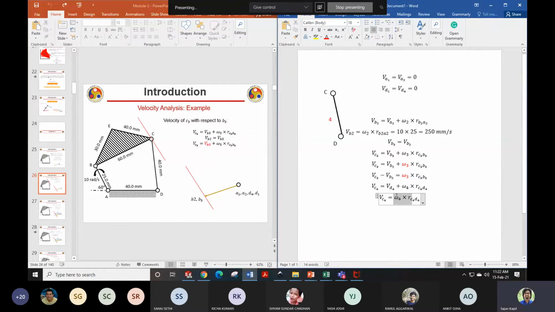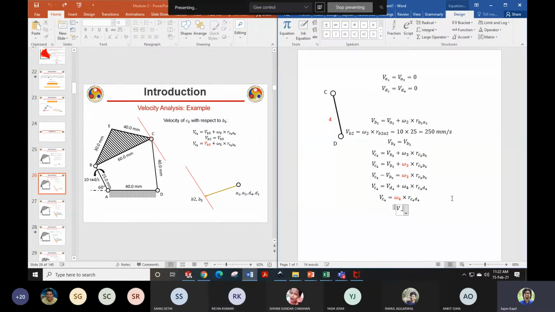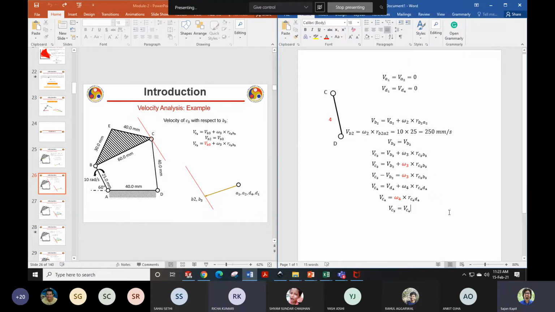Correct. What I don't know is omega 4. Can I also say this? Just verify this: velocity of C3, when point C is assumed to be on body 3, equals the velocity of C when it is assumed to be on body 4. Yes or no? Because they are attached with a hinge joint, they are always in contact. So VC3 and VC4 are at the same point.